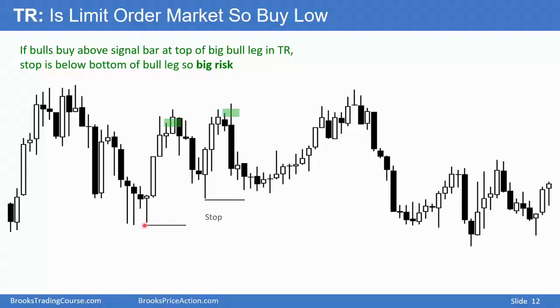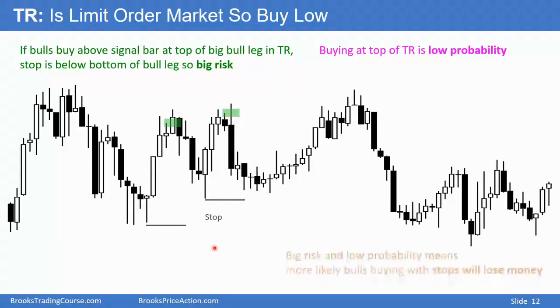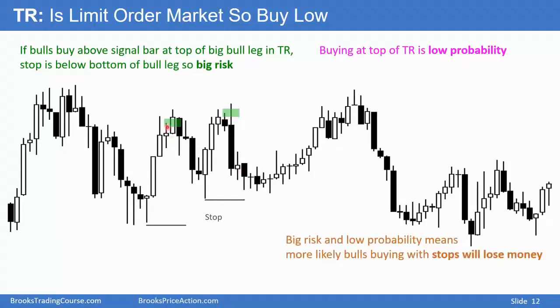Buying high means the risk is big, the stop is far below. And buying at the top of a trading range means that the probability of making money is low, unless you're willing to scale in lower and use wide stops. Big risk and low probability means bulls buying with stops at the top will lose money unless they manage their trade correctly.